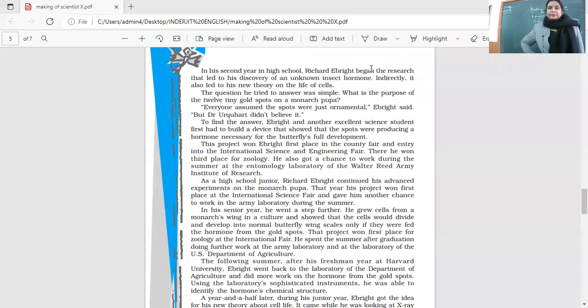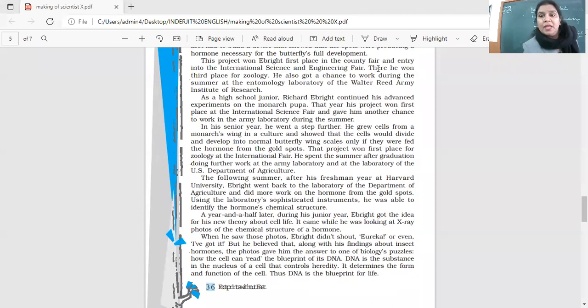Fine? Okay. In his senior year, he went a step further. He grew cells from monarch wings in a culture and showed that the cells would divide and develop into normal butterfly wing scales only if they were fed the hormone from the gold spots. So those spots on the pupa are not ornamental, but are very important for growth. He took the tissue culture from the wings, and the cells would divide and grow properly only if the hormones came from those spots. That project won first place for zoology at the International Fair.